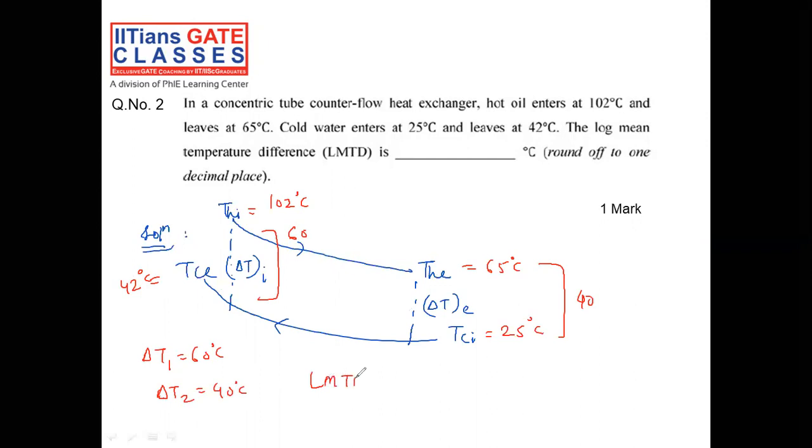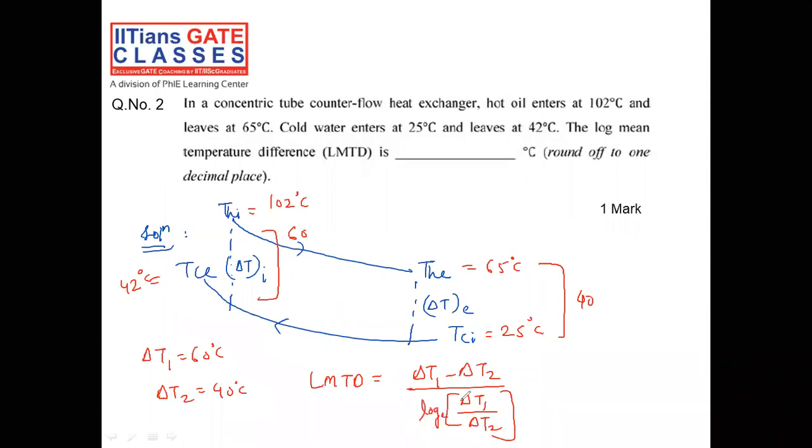So LMTD is nothing but delta T1 minus delta T2 divided by ln of delta T1 divided by delta T2. So this is the formula of LMTD, log base e. If you put the values, 60 minus 40 divided by log base e of 60 divided by 40, we get the answer 49.3 degrees centigrade. So the answer will be 49.3 degrees centigrade, rounded to 1 decimal place.